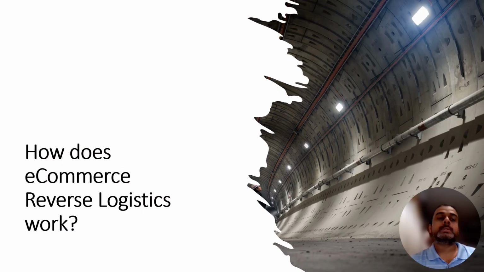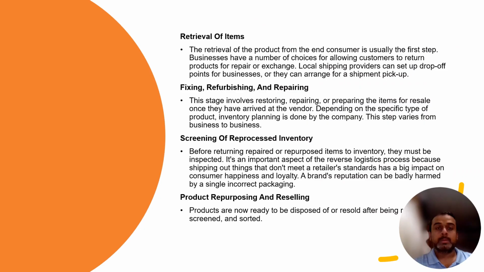So the question is, how does e-commerce reverse logistics work? E-commerce reverse logistics works with some main points that will be discussed in the upcoming slides. Some of the main points of how reverse logistics works include retrieval of the item that needs to be sent back to the manufacturer, and fixing, refurbishing and repairing that product so that it is not included in the dead stock. It can be sold again.